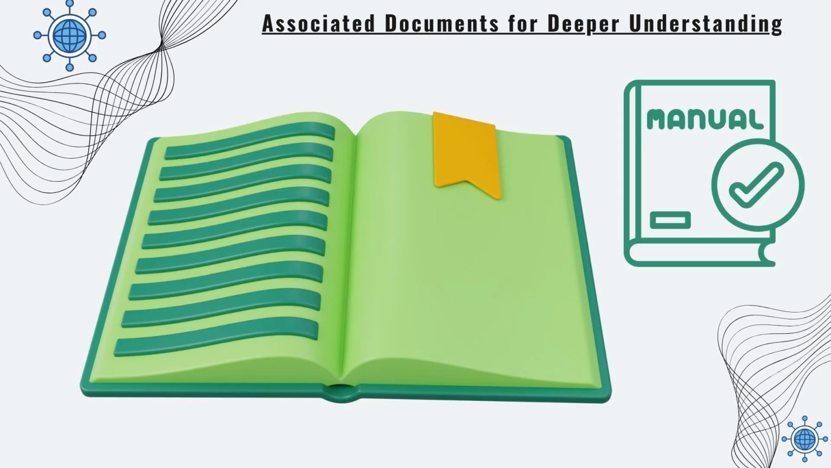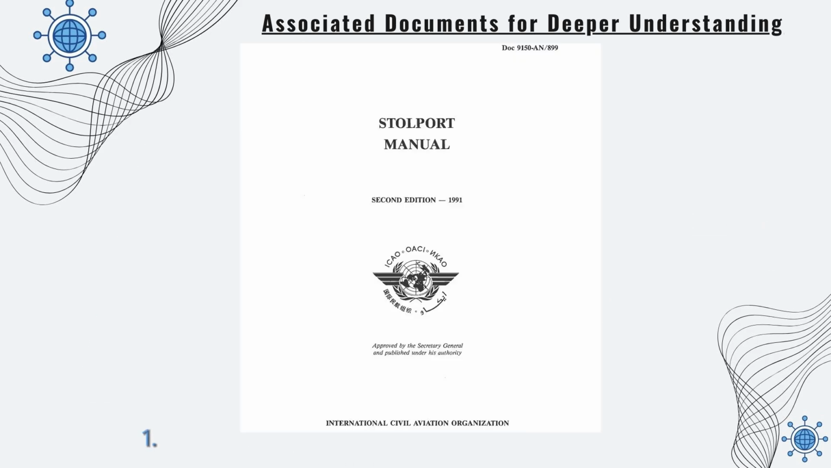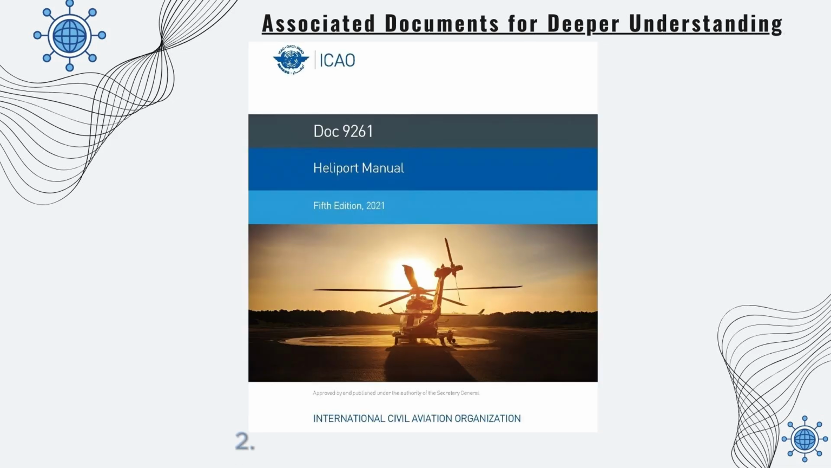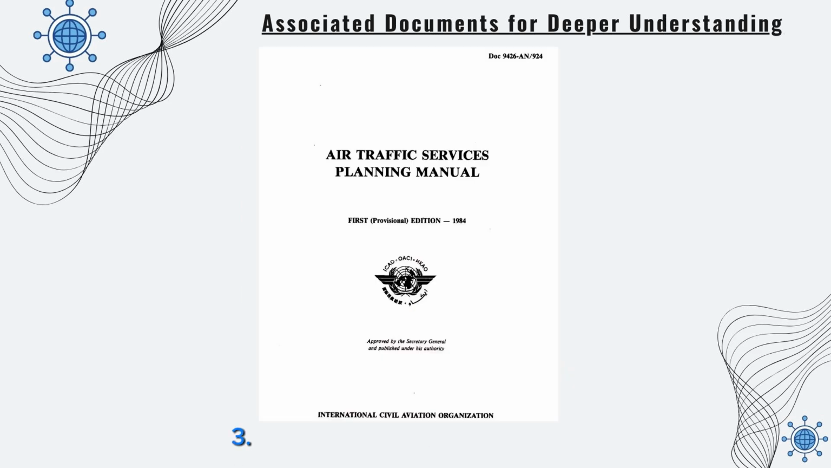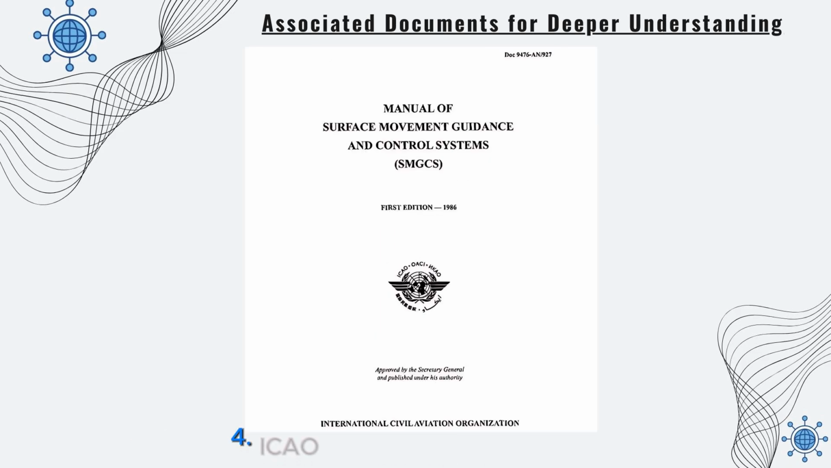Below are 12 other manuals. 1. ICAO Doc 9150, Stolport Manual. 2. ICAO Doc 9261, Heliport Manual. 3. ICAO Doc 9426, Air Traffic Services Planning Manual. 4. ICAO Doc 9476, Manual of Surface Movement Guidance and Control Systems, SMGCS.